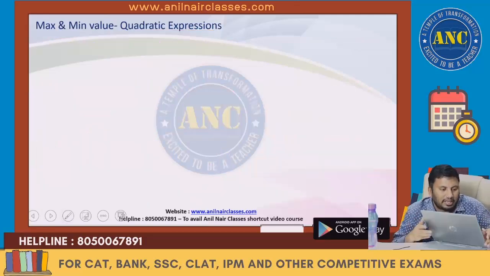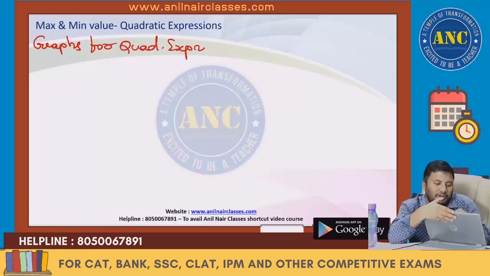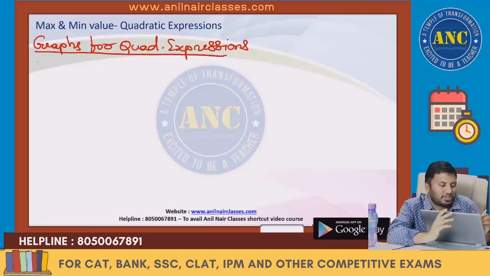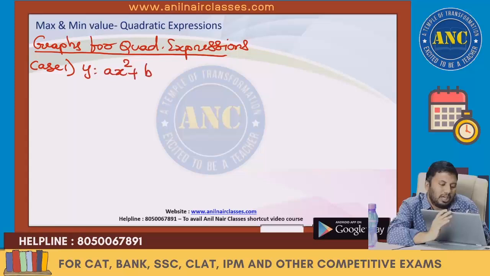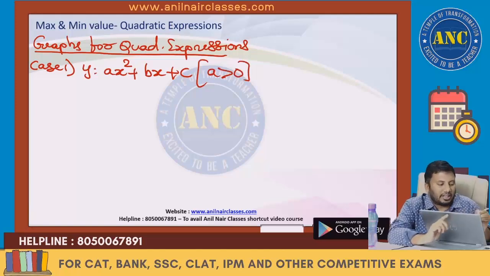Example. Please take this one, sir. Based on graphs, we will do the maxima and minima. Graphs for quadratic expressions. Case 1. The quadratic expression is of the form ax square plus bx plus c. Let me take a case a greater than 0.